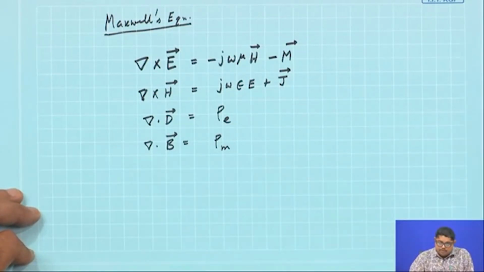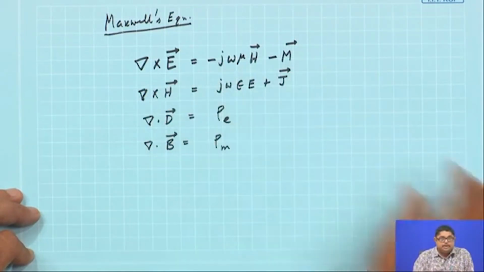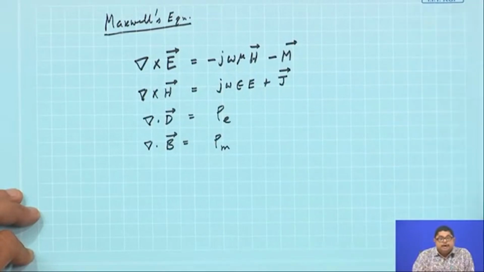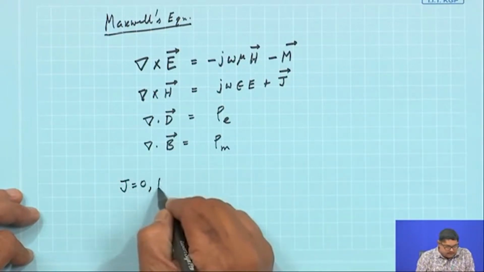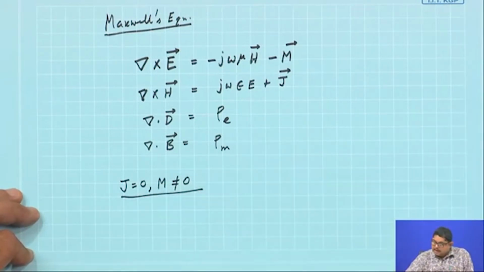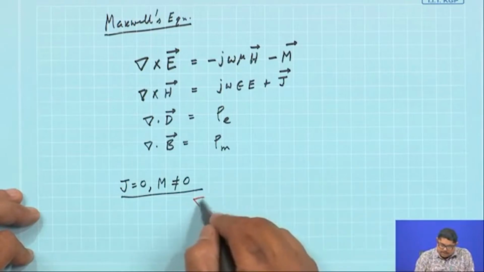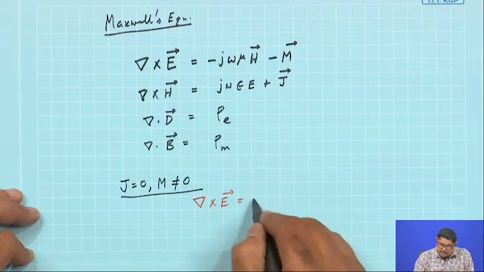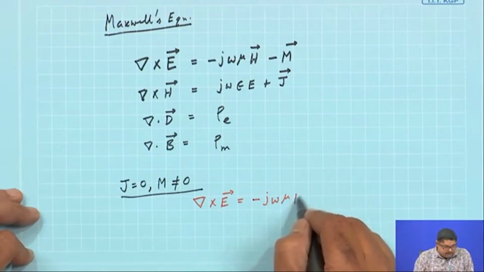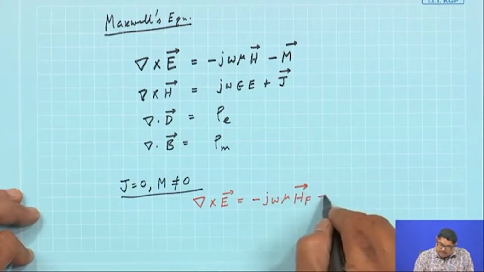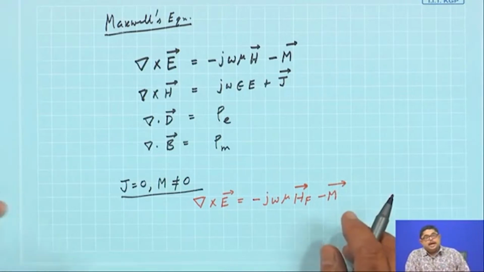Now, since we have already seen the case when M is equal to 0, that means only J present, we will not do it again. But for the case when J is 0 but M is not 0, I can rewrite these equations, which I will now solve. Here, this solution will be in terms of the vector potential F. As in the case of electric current we introduced A, the magnetic vector potential, in the case of M we will introduce the electric vector potential F.